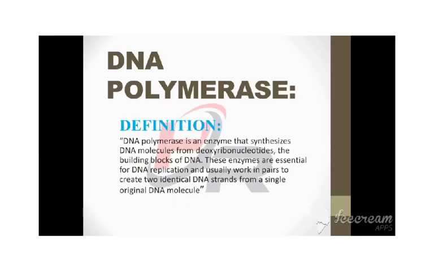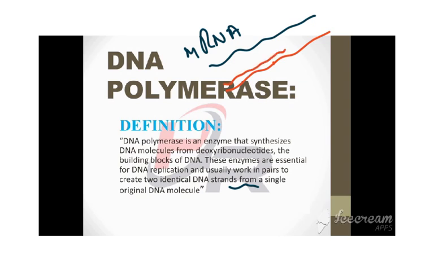Then we need an enzyme called DNA polymerase. Now, what does the DNA polymerase do? It's an enzyme that synthesizes DNA molecules from deoxyribonucleotides, which are the building blocks of DNA. We need this in DNA replication, to make two identical DNA strands from a single original DNA molecule. So we need DNA polymerase because if we have a single-stranded DNA, like the mRNA I just told you about, we get a DNA from the mRNA, and then we need a double-stranded DNA. So we need the enzyme DNA polymerase. So this would be a double-stranded DNA made from an mRNA.